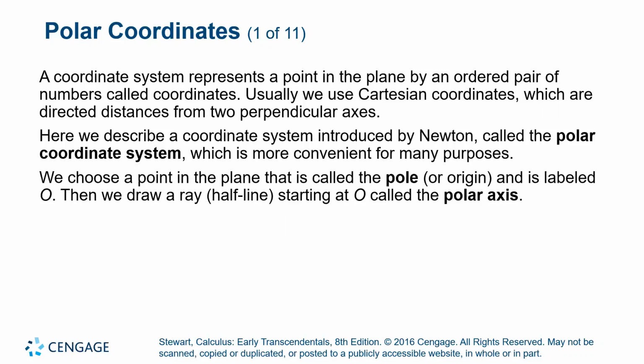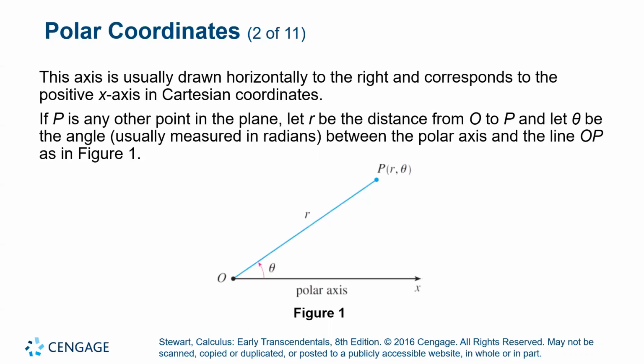So here we're learning about the polar coordinate system, of course introduced by Newton, which is convenient for a lot of different reasons. The way this coordinate system is drawn is an origin, which we call the pole, which of course is where the word polar comes from. The pole is the origin, and we label it as an O. And then we draw a ray, which of course is a half line, starting at O, called the polar axis, which is what you see here in figure 1.